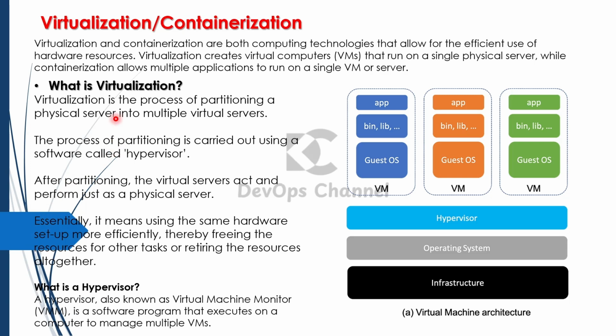So, virtualization and containerization are both computing technologies that allow for the efficient use of hardware resources. Virtualization creates VMs that run on a single physical server, while containerization allows multiple applications to run on a single VM or server. So this is the main difference between them. If we move further, we will also learn about the key point differences between them.